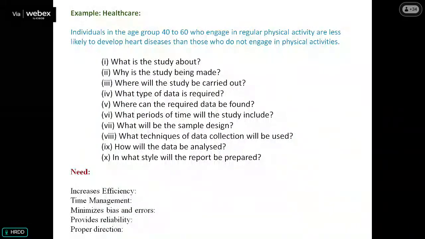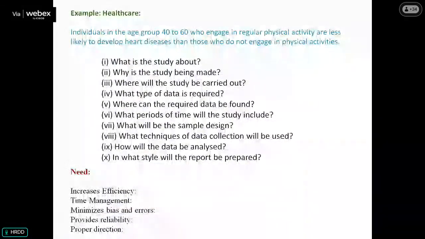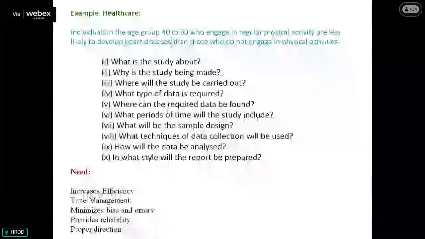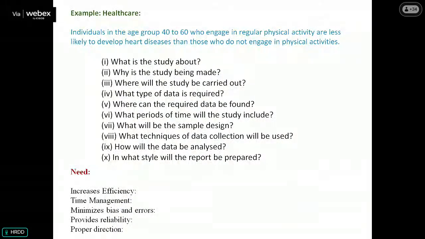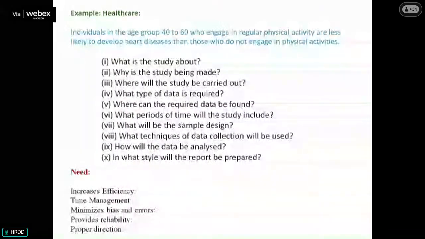And as and when, the money part, the economics, the time, everything is coming. What type of data is needed, where can the required data be found with those people, what periods of time will the study include. 6 महीने तो देंगे हम लोग ना उसको भागने के लिए, है ना.